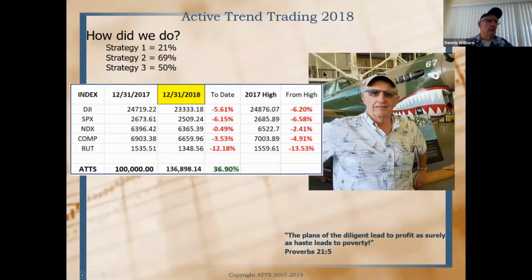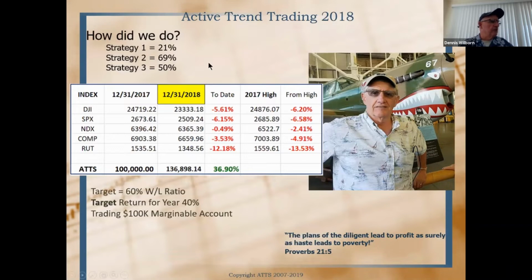And there's the old Aviator right there, standing in front of a P-40, one of my favorite aircraft. Here's how we did last year. Really, really pleased with that.